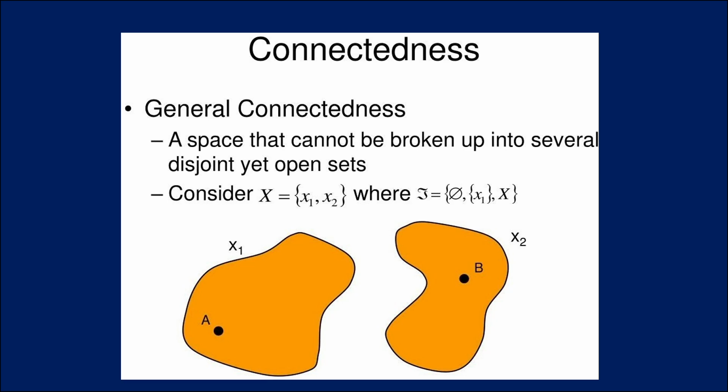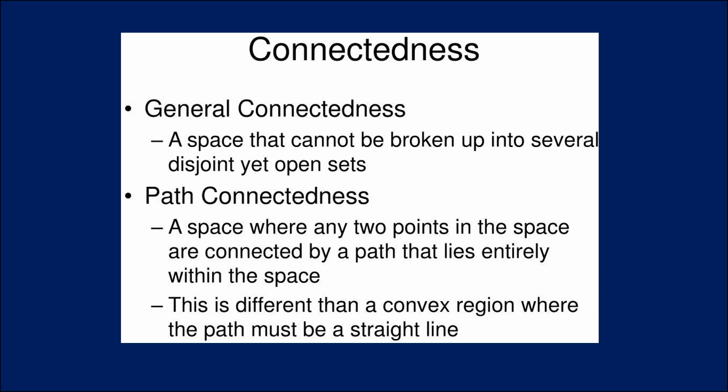Connectedness: a space that cannot be broken into several disjoint yet open sets. This can also be known as the no-separation space. Consider X equal to X1, X2, where tau is equal to pi, X1, X. The space that cannot be broken, or that has no separation, is said to be connected.